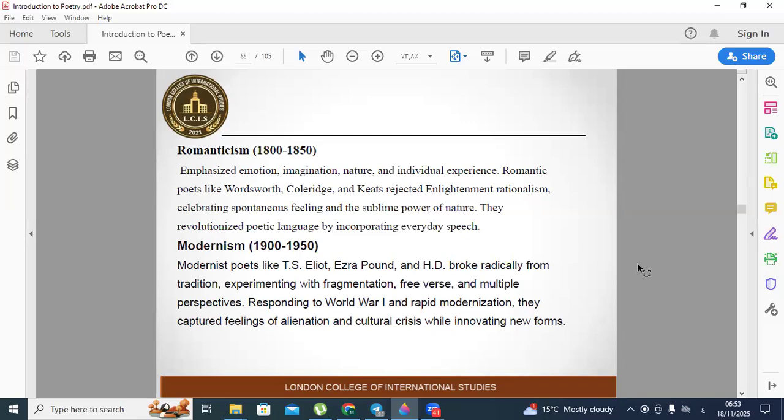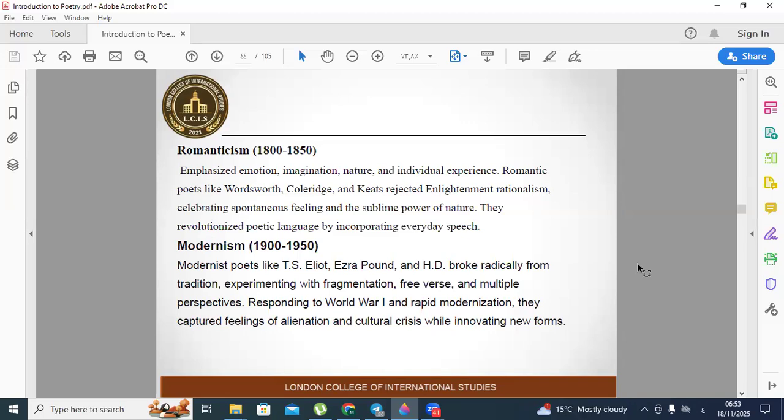Marianne Moore experimented with fragmentation, free verse, multiple perspectives, and allusion. Responding to World War I's unprecedented horror and rapid modernization's disorienting effects, they captured feelings of alienation, fragmentation, and cultural crisis while innovating new forms.